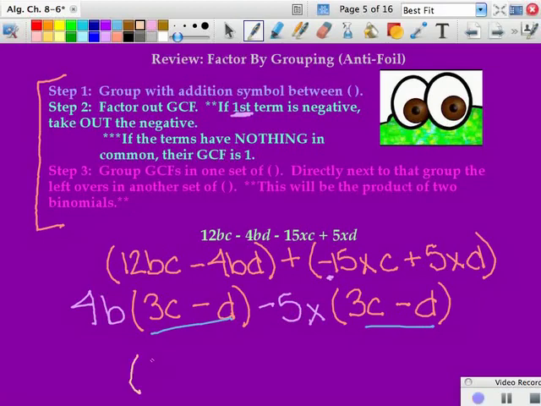And then our last step, group together the GCFs, 4b and negative 5x go in one set of parentheses, and 3c minus d goes in the second set.